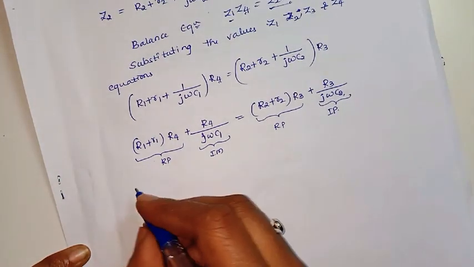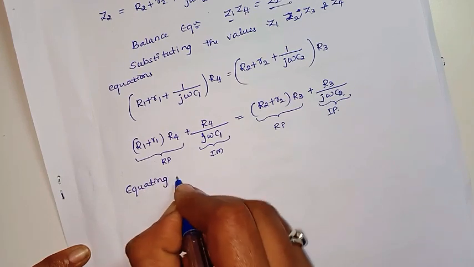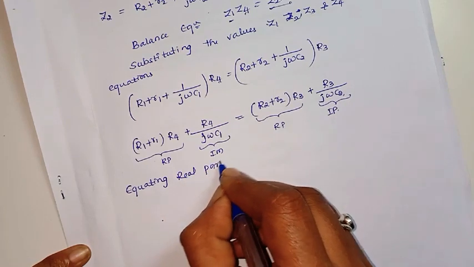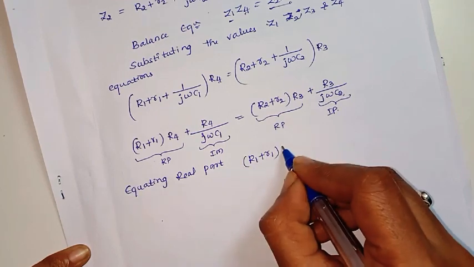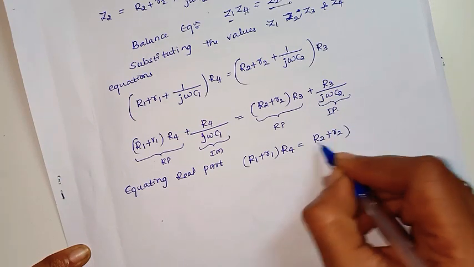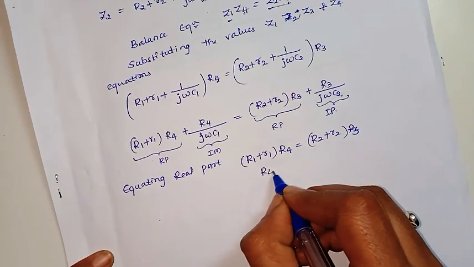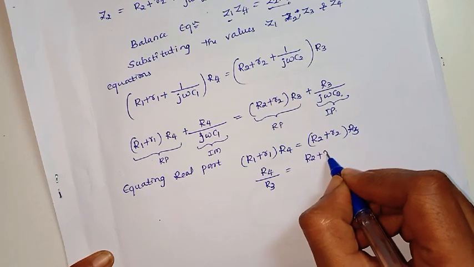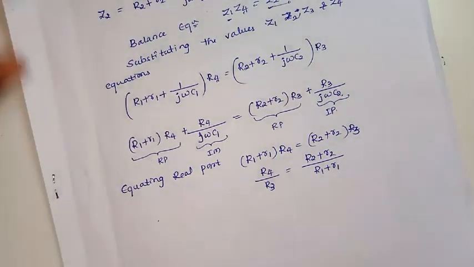Okay, so now equating real part. So what we will get? R1 plus R1 into the bracket R4, that equals R2, capital R2 plus small r2 into R3. So R4 by R3 equals R2 plus small r2 divided by capital R1 plus small r1.